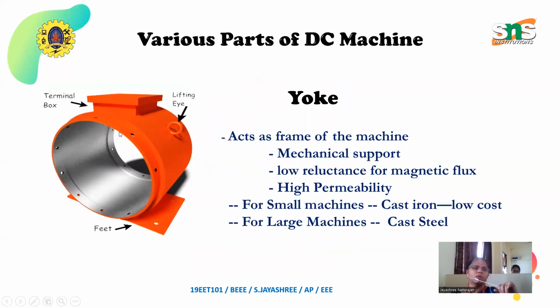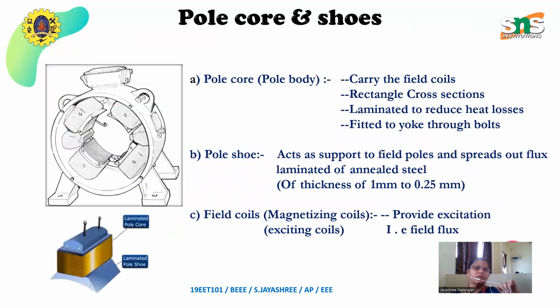This is the yoke, which consists of a terminal box. From that, the supply is given to the motor. Otherwise, the electricity generated from the generator is taken out from the terminal box. So this one is the yoke. The next one is the pole core. See in this picture, there are four poles and four interpoles.